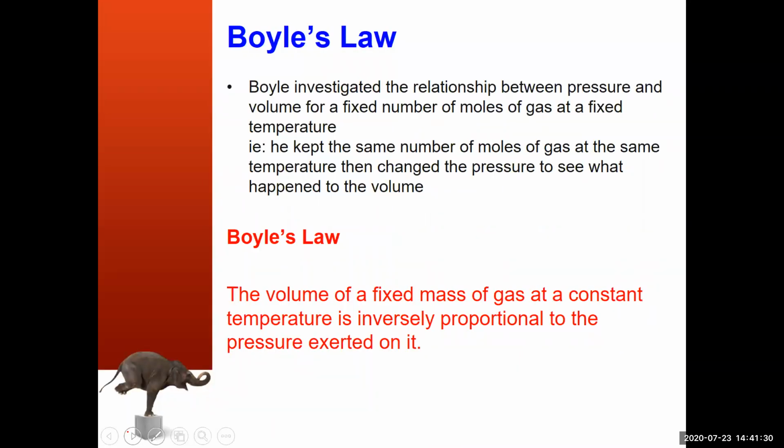So Boyle's Law is something he found. He was investigating the relationship between pressure and volume for a fixed number of moles of gas at a fixed temperature. So basically he kept the same number of moles of gas. Actually, he used a constant mass of the gas, but we now know that that's the same as a constant moles of gas. And he kept the temperature the same, but then he changed the pressure to see what would happen to the volume. And what he found was that the volume was inversely proportional to the pressure exerted on the sample of gas. So we're going to look a little bit at what inversely proportional means.